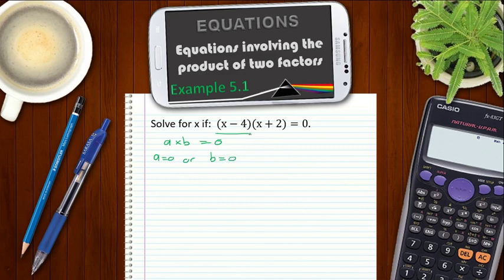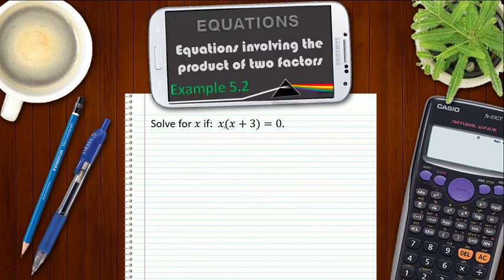So in this case, we're going to say if our answer is 0, then either x minus 4 must be equal to 0 or x plus 2 must be equal to 0. So now, if I solve for x in this side, I just take my 4 over, so x is equal to 4. And on this side, if I take my 2 over, then x is equal to minus 2. And that's it. It's that simple.